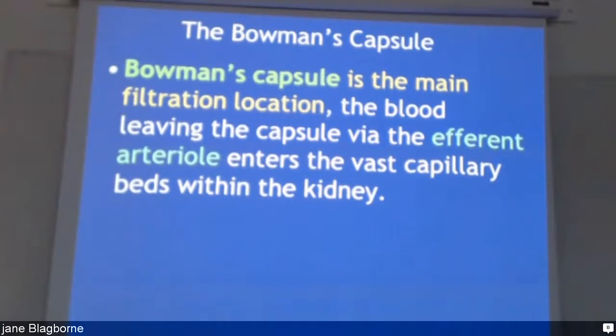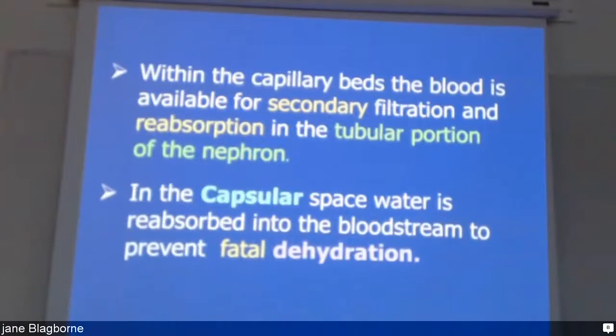So again, we're just repeating what we have said before. The Bowman's capsule is the main filtration location. The blood leaving the capsule via the efferent arteriole enters the capillary beds within the kidney. Within the capillary beds, the blood is available for secondary filtration and reabsorption in the tubular portion. So once it goes through the glomeruli, then it goes down the tubes, and there's more filtration that happens as it goes down the small tubes.